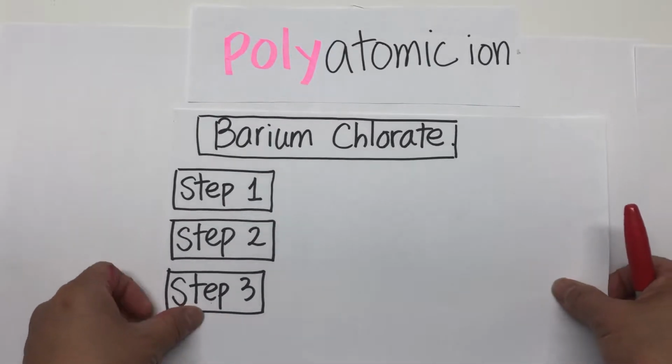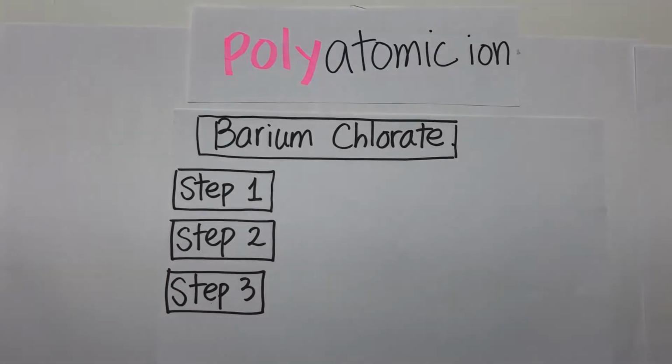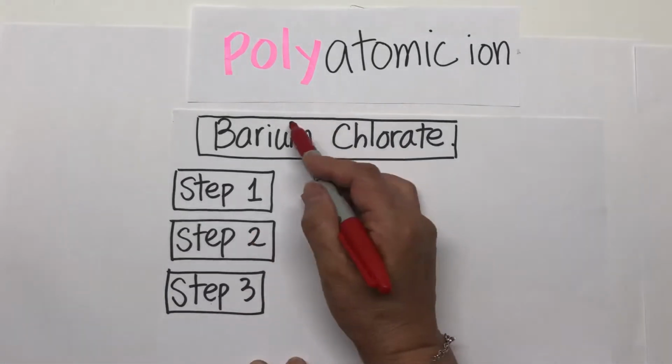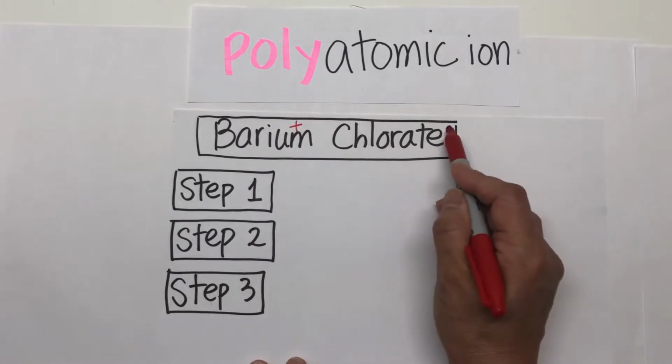So I am going to do barium chlorate, and it is in your book on page 569, and also in your notebook page 75. Okay, now just follow me. Barium chlorate. The first step is you need to write the symbol of the positive ion, and I told you it's always the positive one that is named first.